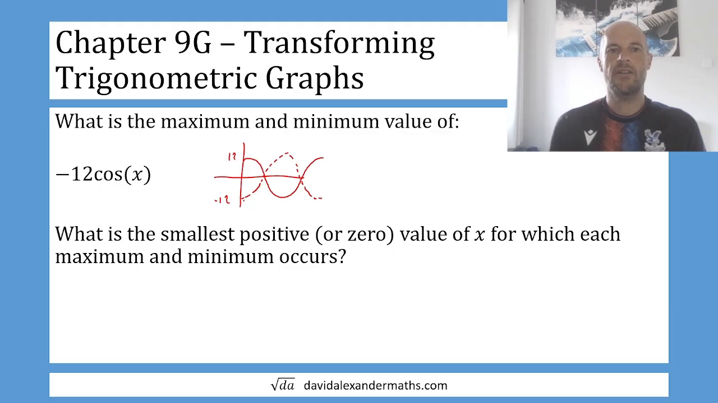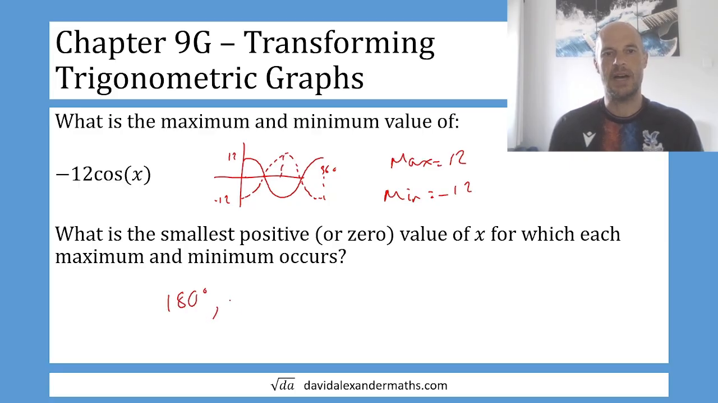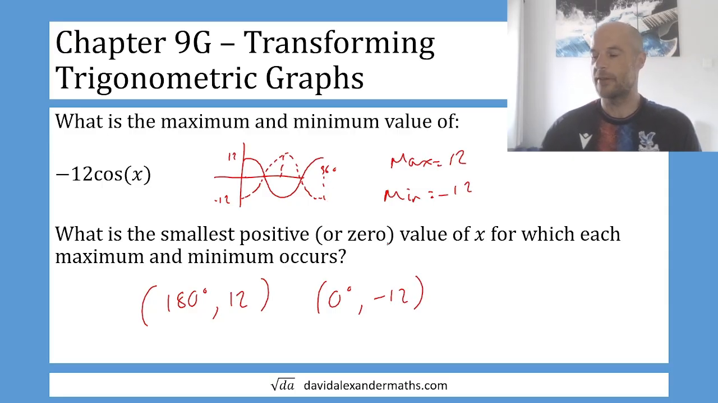So where are we getting? So the maximum we know is 12, the minimum is negative 12. Where are we first getting the maximum of 12? Well, that's at this point here, so this is 0, this is 360. So it's halfway between 0 and 360, so it's 180 degrees that gives us the maximum of 12, and the minimum of negative 12 is when x is 0 degrees. So 0 degrees, minus 12. We also get a minimum of negative 12 at 360, but that is not the smallest positive or 0 value.